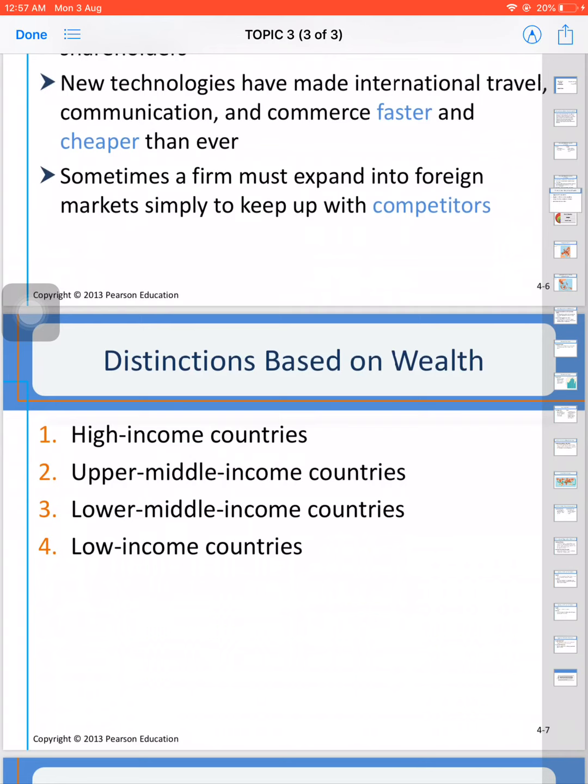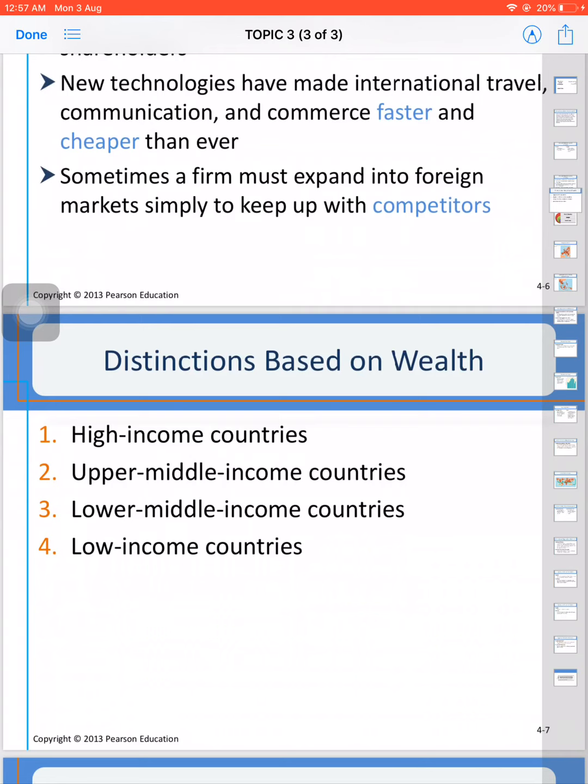Okay, the World Bank uses per capita income to make distinctions among countries. The current classification has four types: high income countries, upper middle income countries, lower middle income countries, and low income countries.